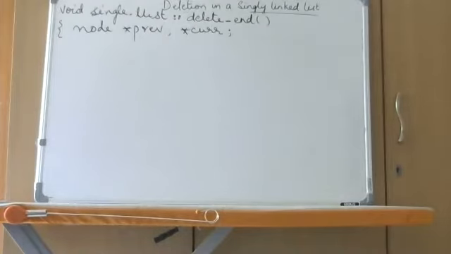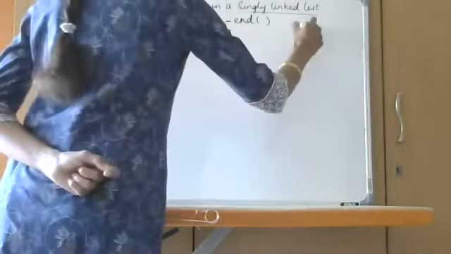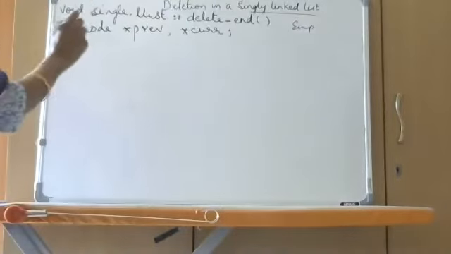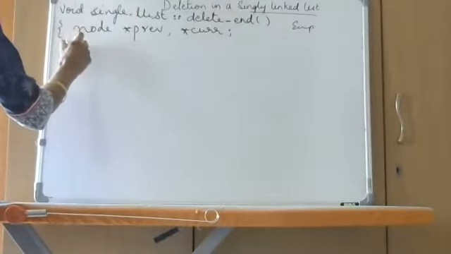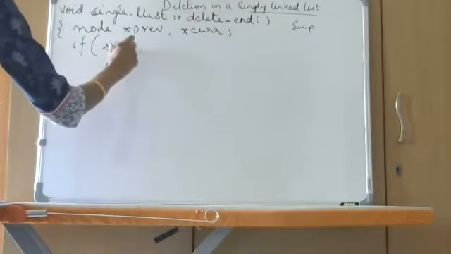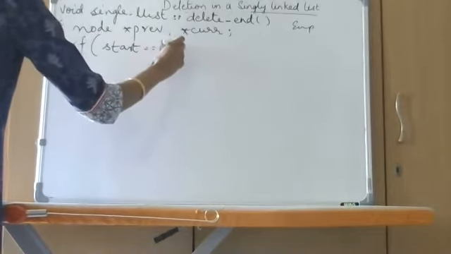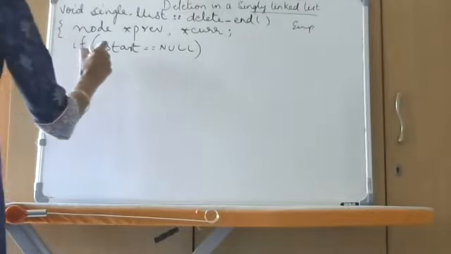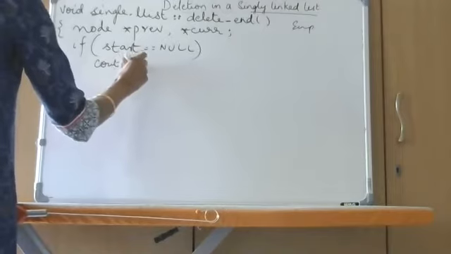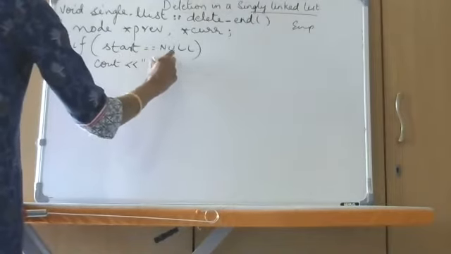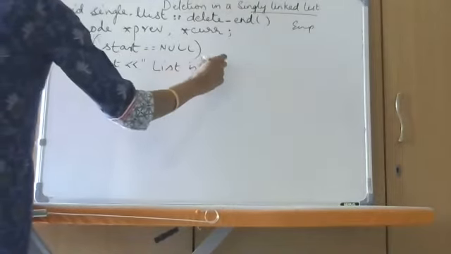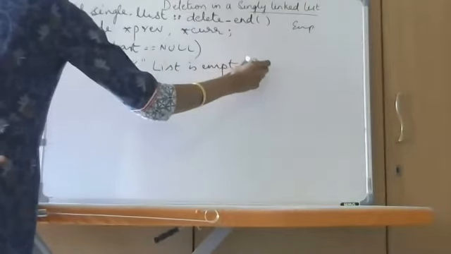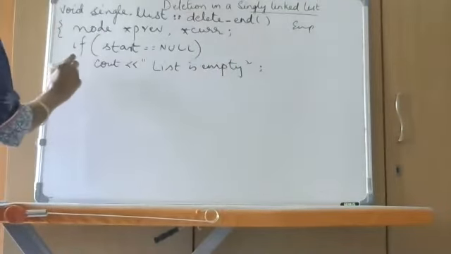Again, I want to delete at the end. What are the possible conditions I have to check? The first thing I have to check is whether the list is empty. If the list is empty, then I cannot delete anything. So I have to check if start is equal to null. If start is null, then your list is empty. You cannot delete at all. So I will write cout list is empty.